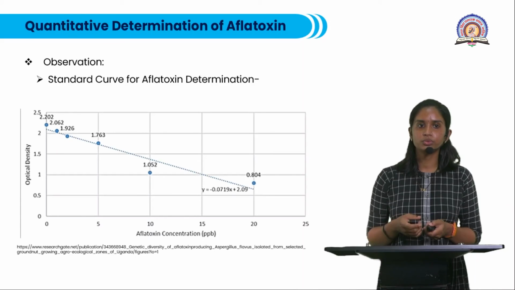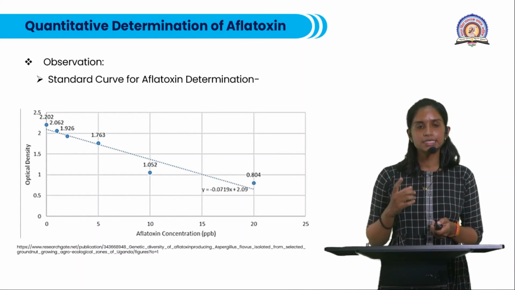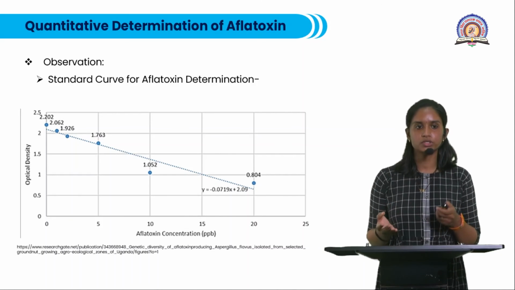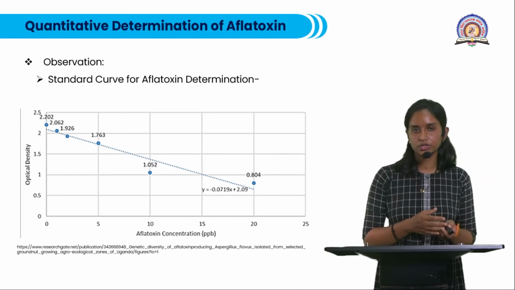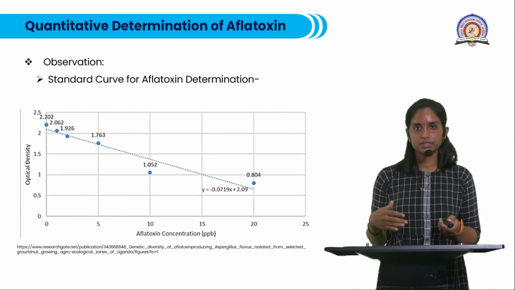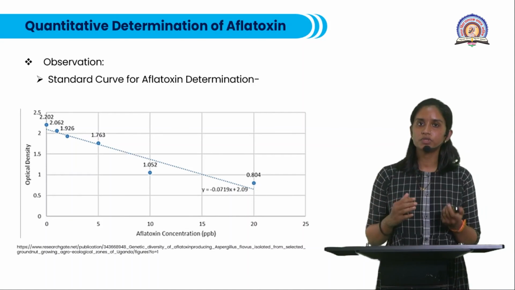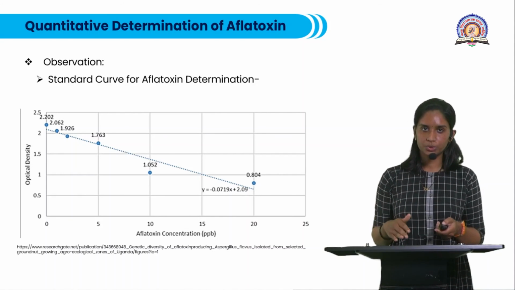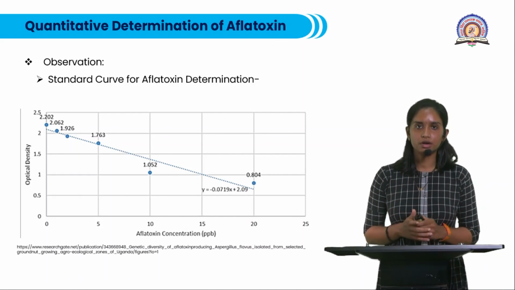Now, how will you record your observations? So, first thing that you need to do is you need to plot a standard curve. Now, as we have seen, these two relations, that is optical density will give you intensity of the color and the aflatoxin concentration will be on the x-axis. So, these two things are inversely proportional. So, your graph is going to have a negative slope here. So, this is how your standard graph will be.